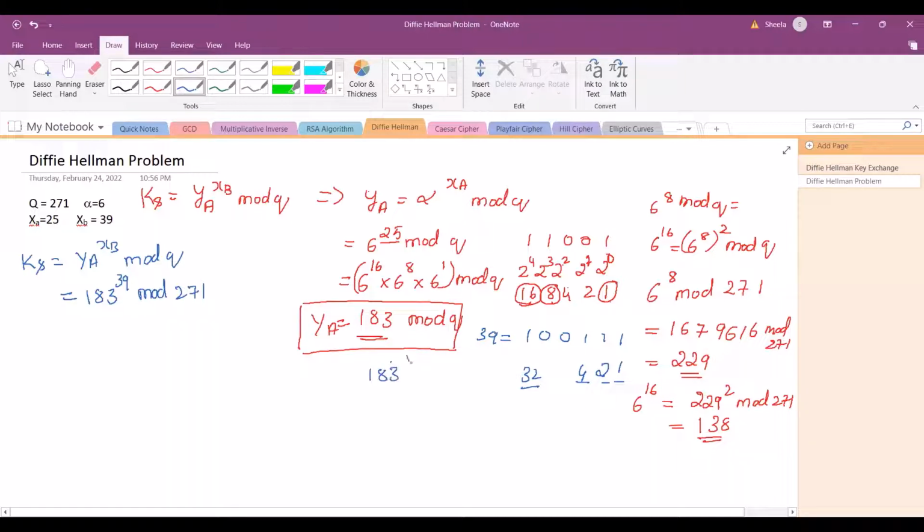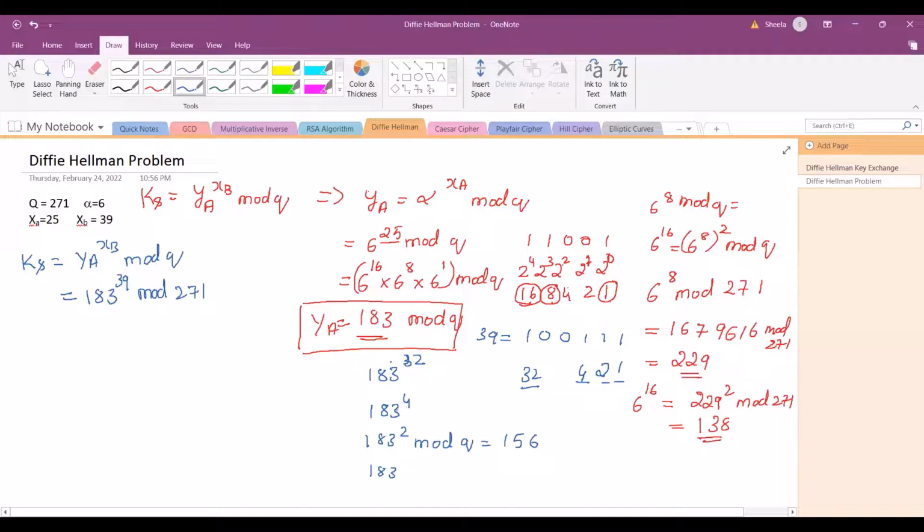183 to the power of 32, and also we have to consider the values 183 to the power of 4, 183 square, and 183 to the power of 1. So here 183 square mod q. When we consider 183 square mod q, we get the value as 156.